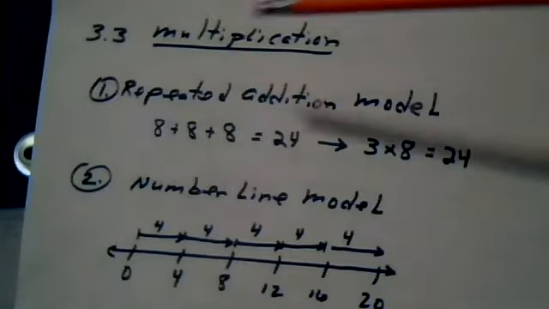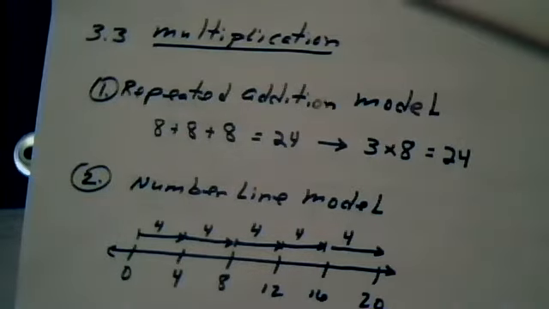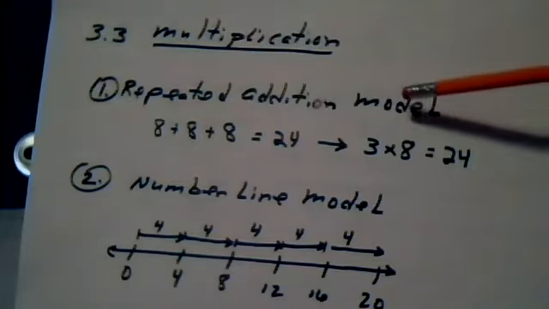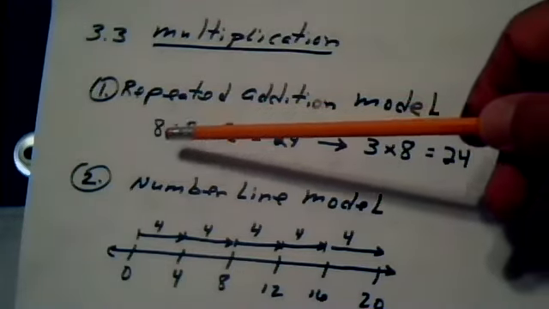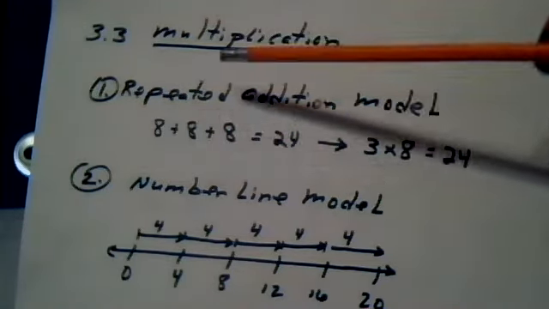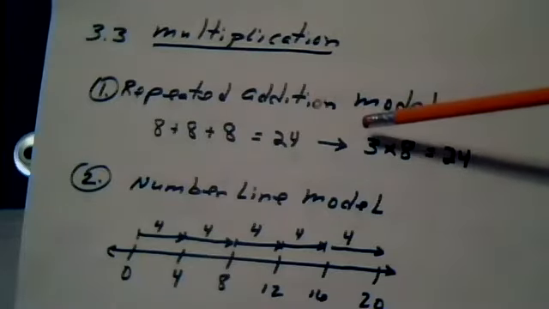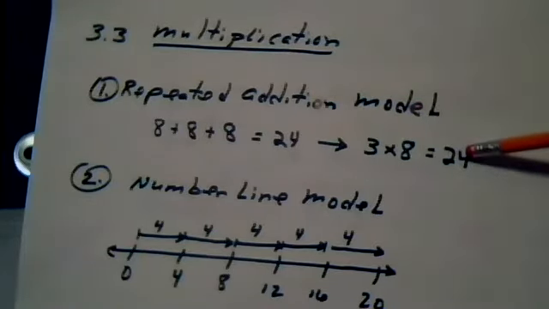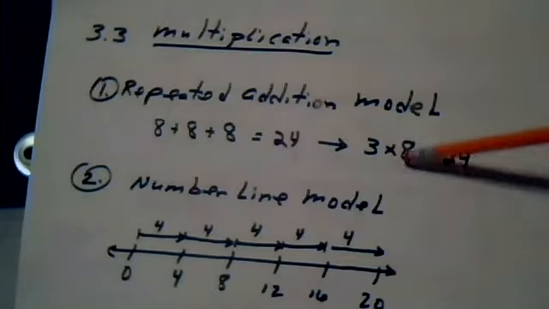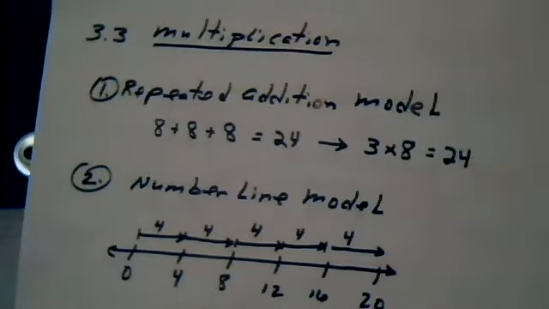Multiplication is repeated addition, the repeated addition model. So you could go the long way and say 8 plus 8 plus 8 is 24, or you could do it the short way by saying 3 times 8 is 24. This is like a shortcut. Multiplication is a shortcut for addition.